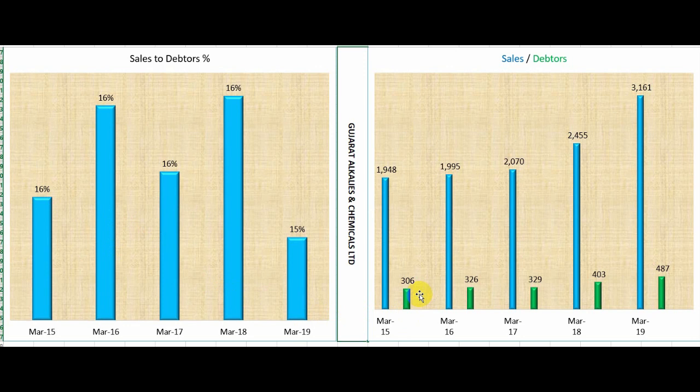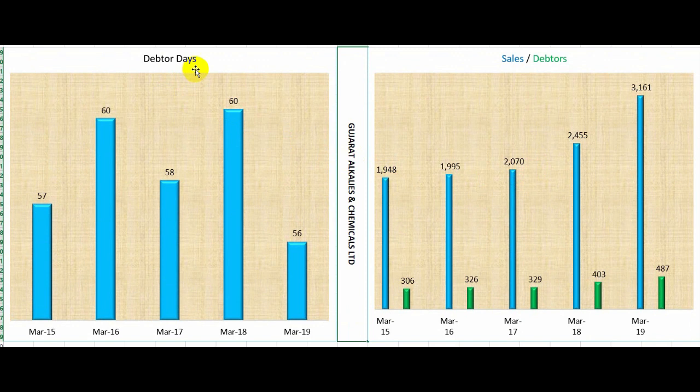And value wise also we see there is a steady collection, or the company has managed to keep its debtors at a reasonable percentage to its sales. As I mentioned earlier, we don't want the sales to debtors to exceed 30%, meaning debtors should not be 30% of the current year sales.